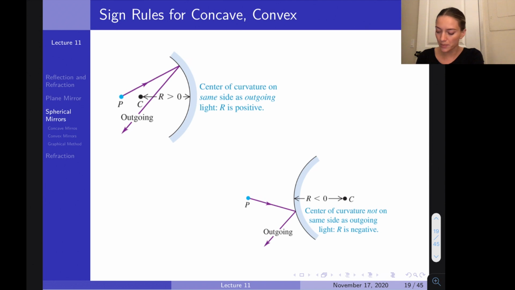Now, in the case of a convex lens, we have the light here, it bounces off, and then goes out in this direction. So now the center of curvature is on the opposite side. That means our radius of curvature is negative, because the center of curvature is on the opposite side from the outgoing light. So here, R is positive, and here, R is negative.